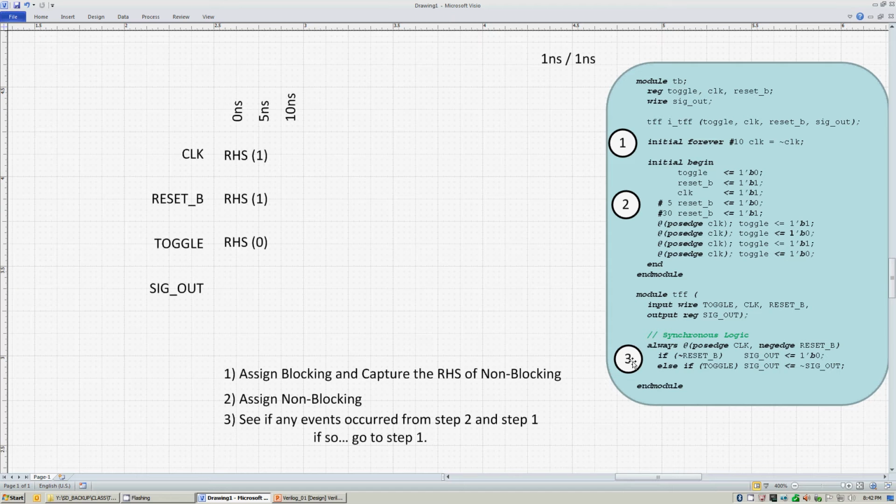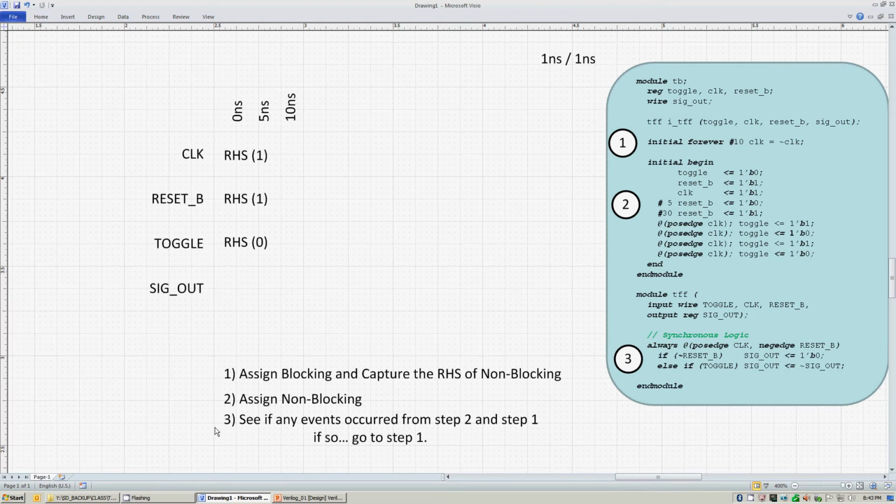Now we go to process 3, and we ask ourselves, has a positive edge of a clock occurred or a negative edge of reset? The answer is actually no, because we haven't assigned any of these yet. We haven't had a positive edge event because we haven't assigned the clock yet. So we can't wake up process 3.